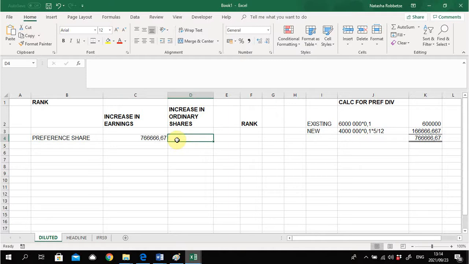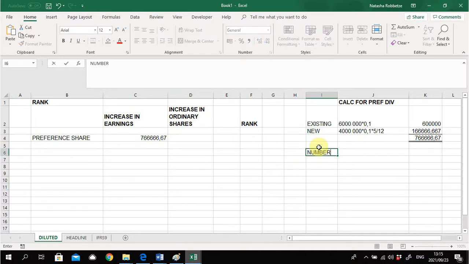Then the increase in the ordinary shares. They say that every preference share can be converted into 1/4 of an ordinary share. So for every 4 preference shares, you will get 1 ordinary share. And here we will have to calculate, firstly, the number of preference shares.